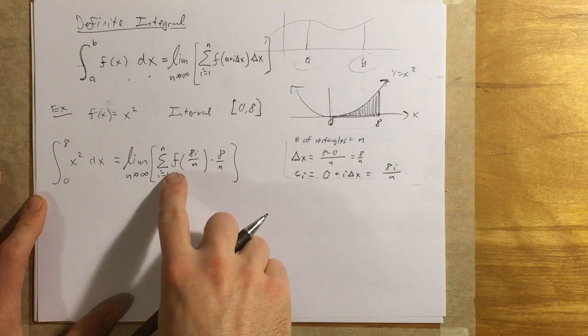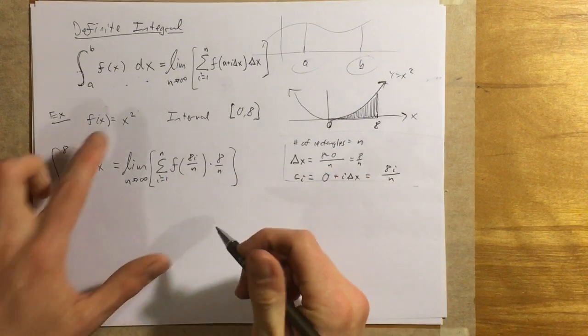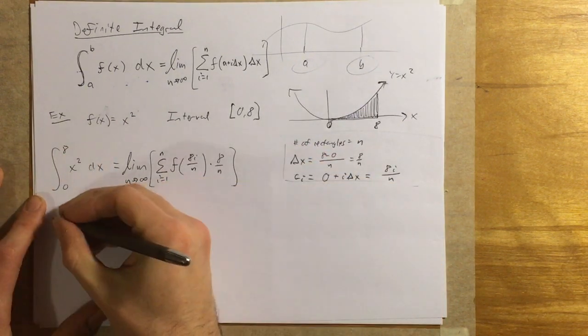But this is not specifying the function. We could specify the function, of course. The function is x squared. So in our next step, let's go ahead and do that.